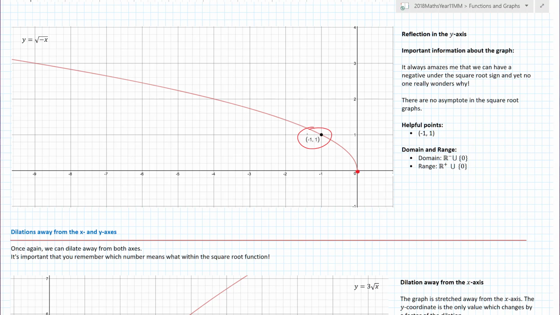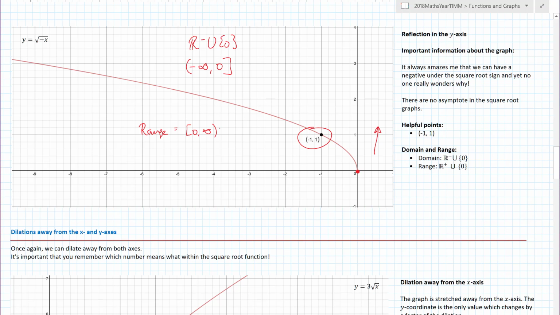Well, as you can see here, now I've said that my domain is r minus with 0. Right, now r minus in the same way as r plus means all negative real numbers or 0. That can be rewritten as minus infinity to 0. So there's my domain. And my range, because it's on the positive section, is equal to 0 to infinity.